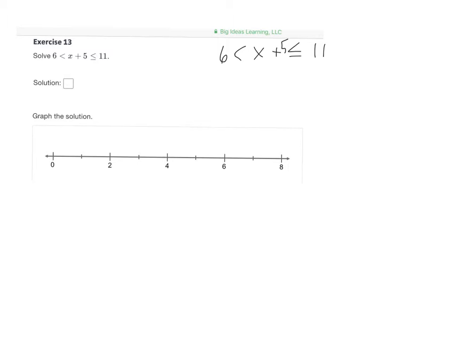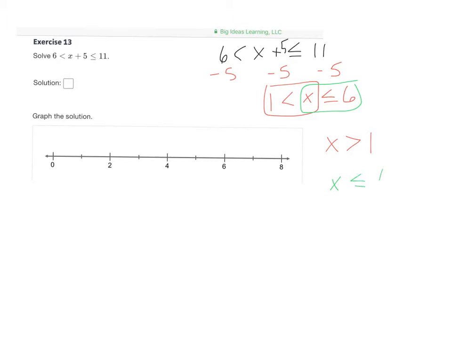Alright, so now to solve this we need to get x by itself. So I'm going to minus 5 from all three parts. That's going to give me 1 less than x less than or equal to 6. Okay, now when we go to graph it, we're going to have to flip this side. So that'll be x is greater than 1. And then the other part we can leave the way it is. It's x less than or equal to 6. So this whole thing right here is our solution. That would go right there.